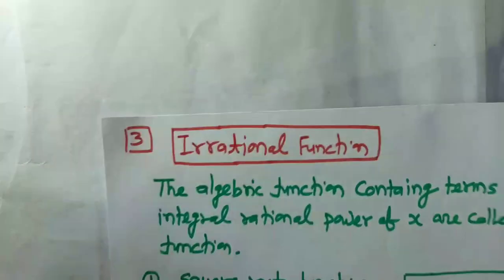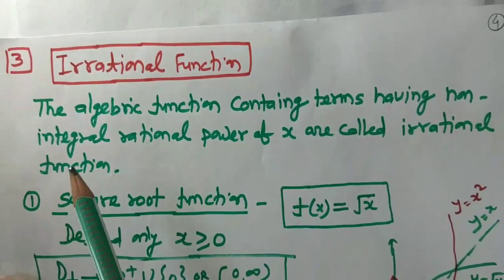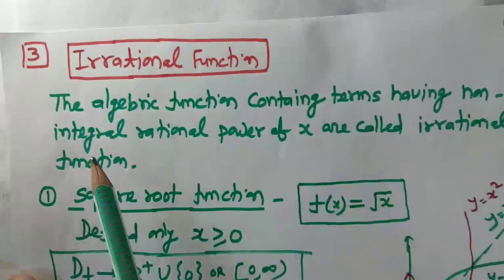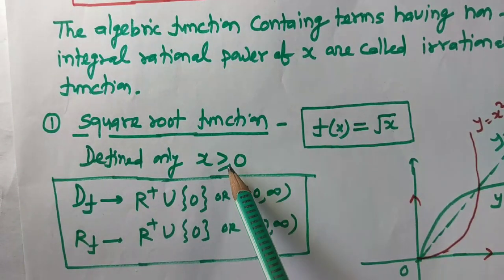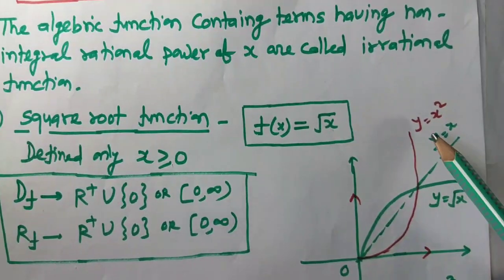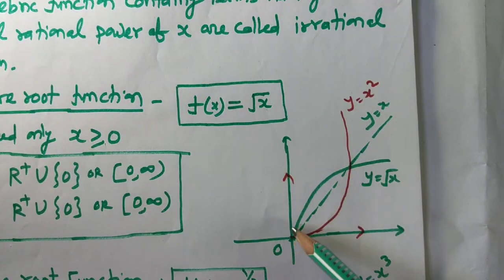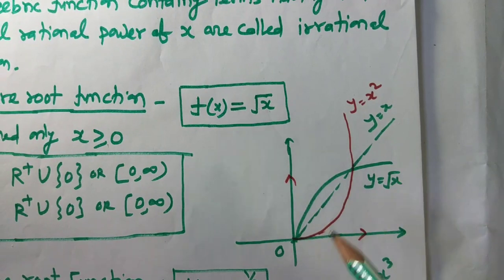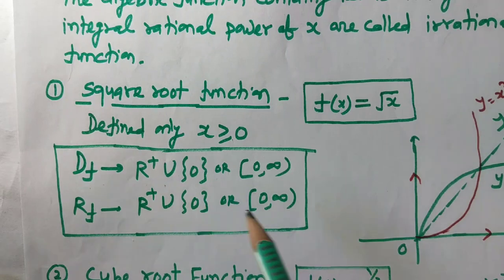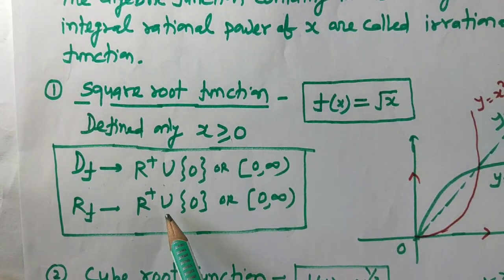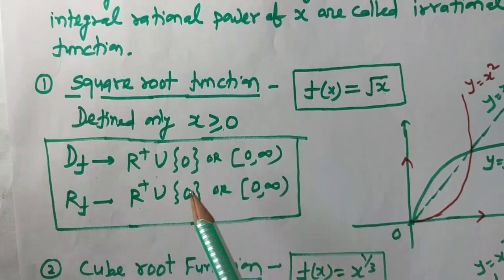After that we have the next form, the irrational function. As you know, an algebraic function consisting of terms having non-integral rational power of x is called an irrational function. First example is the square root function, f(x) = √x. So this x must be greater than or equal to 0. Now if we have the graph of y = x² and a line y = x, then y = √x makes the mirror image of this one. So 0 is included here. So we can say the domain and range are both R positive union 0. For the square root function, x must be greater than or equal to 0, so we have to remember the domain and range here.